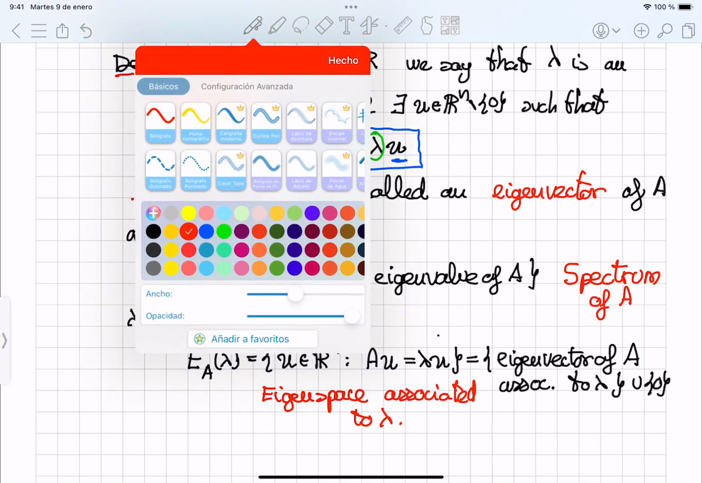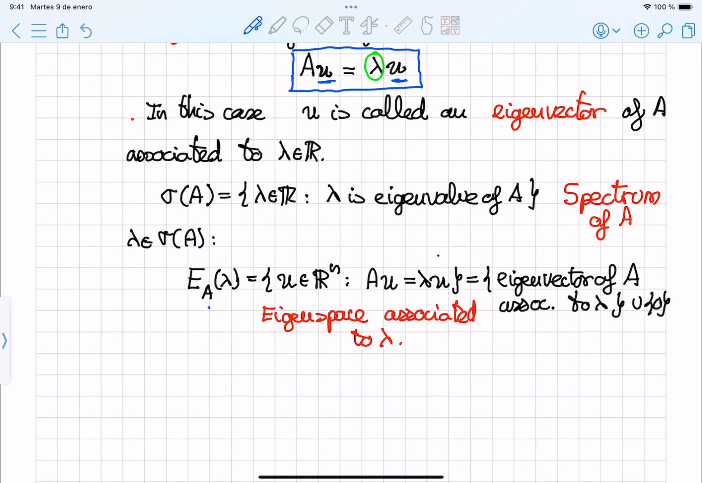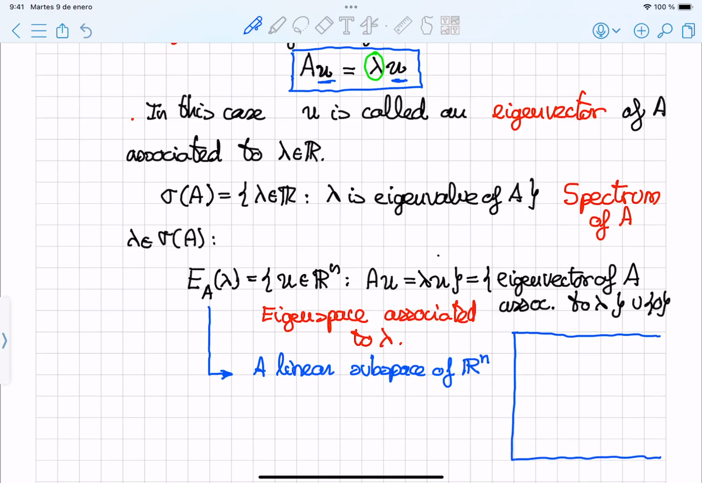Why am I calling this set eigenspace and not eigenset? The reason is because this set is always a linear subspace of Rn. You have studied this in the previous week, but if the notion of linear subspace is not clear for you, I will simply recall a quick thing, which is what happens in R2, for instance, or in R3.